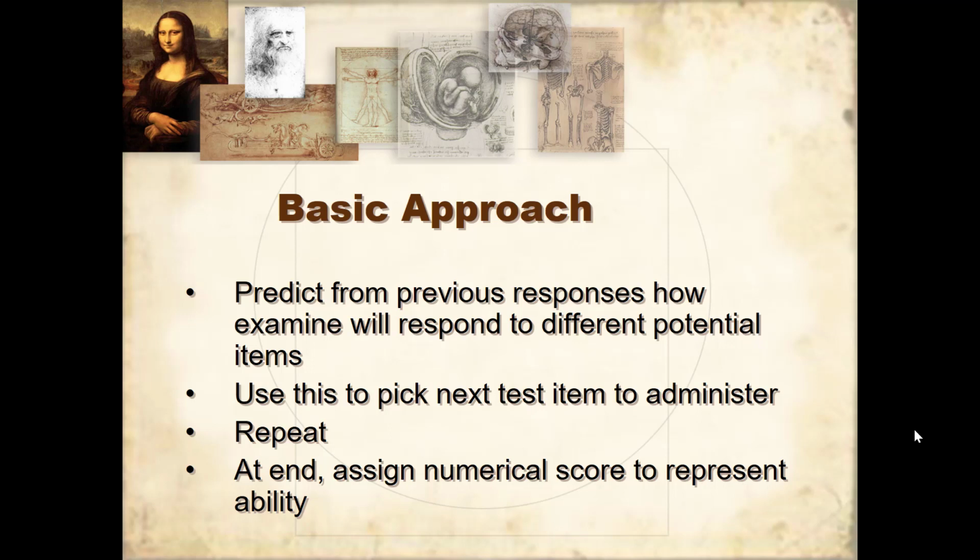So if they keep getting items right, the items are going to keep getting harder and harder. Once they start missing items, they'll get a little bit easier. But we're going to look exactly at how that happens, to talk about that process in detail. But that's the basics of it.